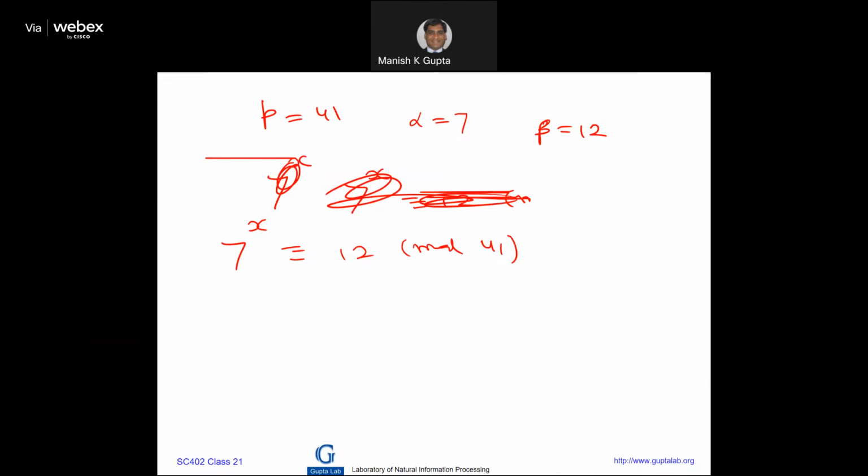You just saw the algorithm. First of all, I need to look at the factorization, which is 41 minus 1, which is 40. Write it down as prime factors. For each prime factor, compute those values. By the way, if you have found your own algorithm, please let me know over a cup of tea, because the problem is very simple. You have to find x.